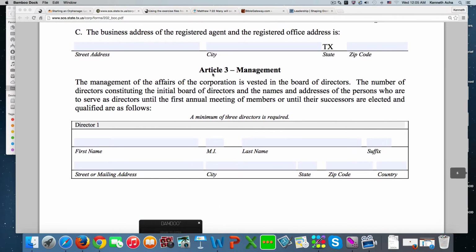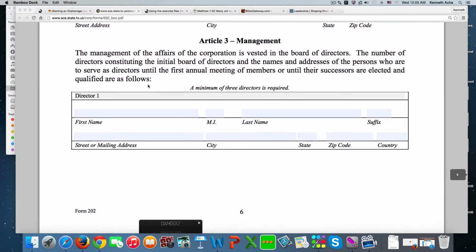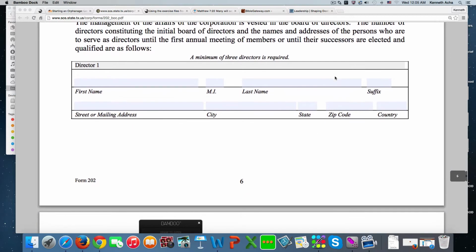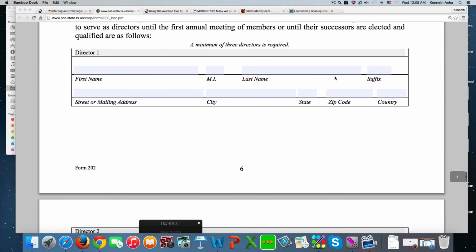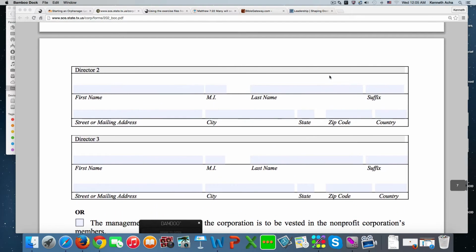Now Article 3, management. The management of the affairs of the corporation is vested in the board of directors. The number of directors constituting the initial board of directors and the names and addresses of the persons who are to serve as directors until the first annual meeting of members or until their successors are elected and qualified are as follows. In the state of Texas, they require that you have at least 3 board members.